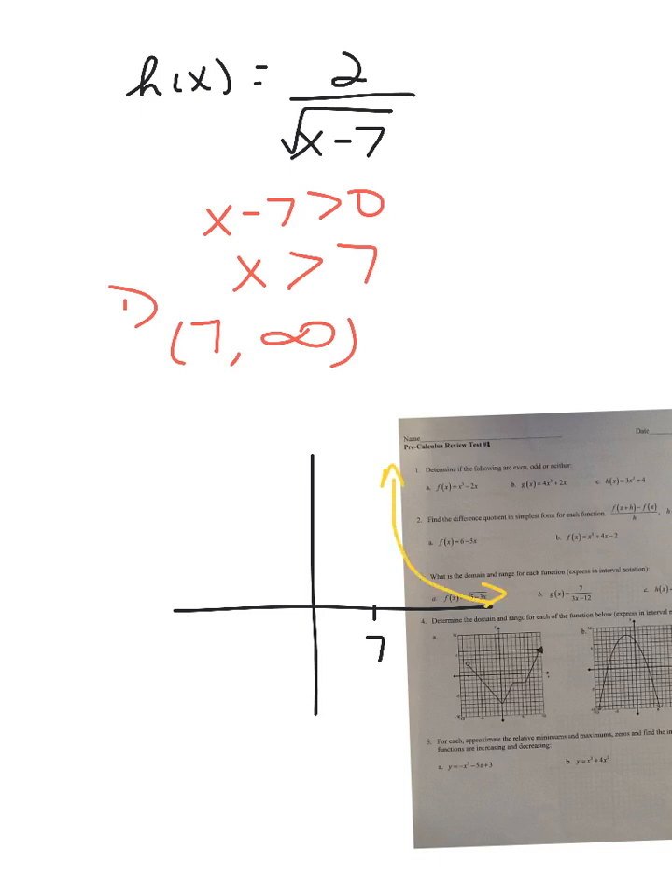Okay, so it's from 0 up to infinity. So this would be my range, 0 to infinity, because it's not hitting 0. This here is an asymptote. All right, let's take a look at 4.